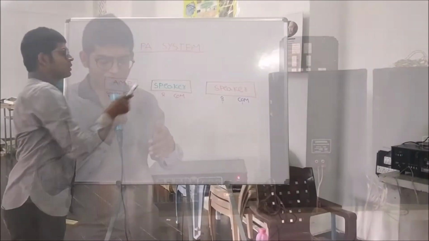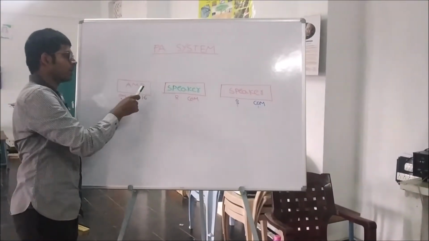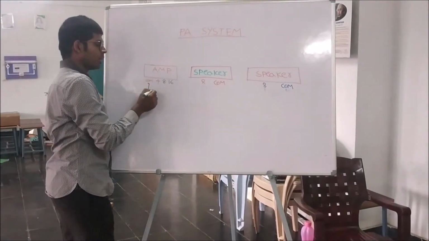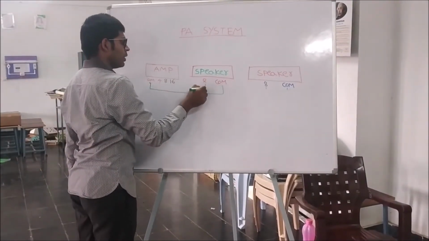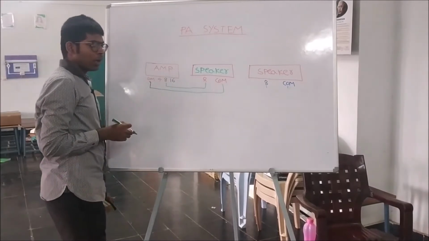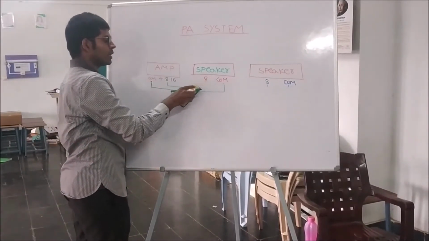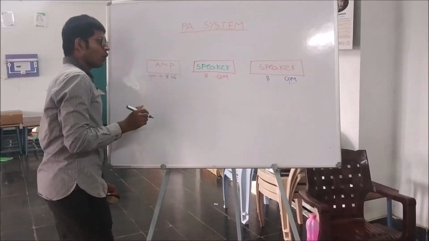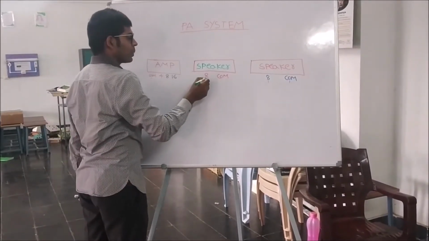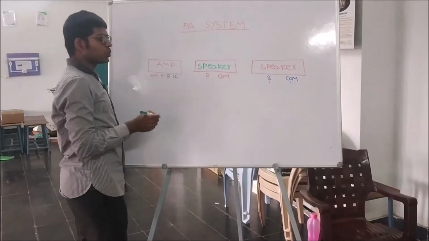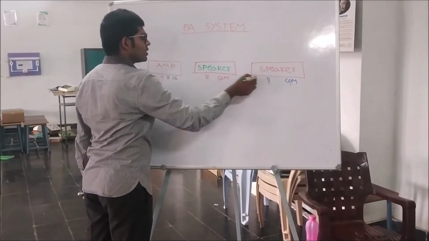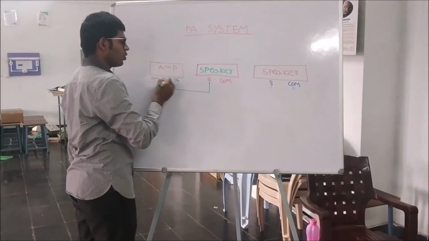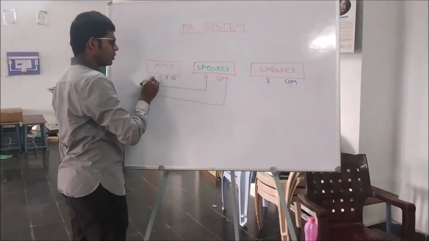We have two 8 ohm speakers and an amplifier. When we want to connect a single speaker, then we connect the comm, and 8 ohms to the 8 ohm. But now we are connecting two speakers at a time. The two speakers can be connected either in series or in parallel. Now first we are connecting in parallel. When we connect the two speakers in parallel, the resistance of the two speakers becomes 4 ohms. So 8 should be connected to 4 and comm should be connected to comm.